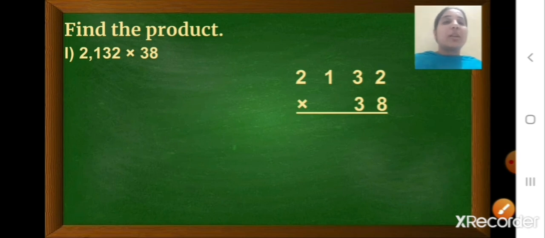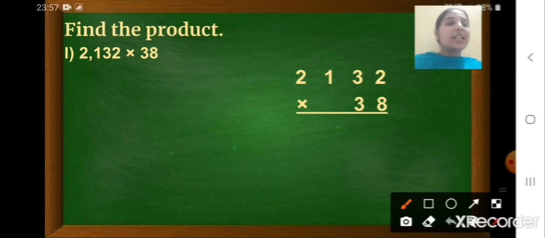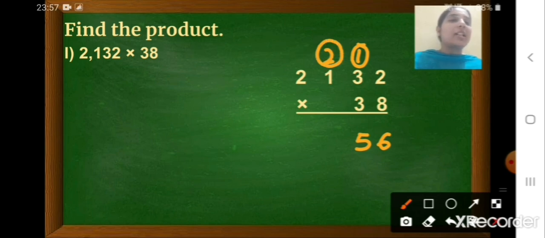Now question number L is 2132 multiplied by 38. So let's start from the ones place. So 2 8s are 16. So 6 we will write here. 1 will be carried over to the tens place. Now 3 8s are 24. We will multiply the digit at the tens place by 8 here. So 3 8s are 24 plus 1, 25. So 5 we will write here and 2 will be carried over to the hundreds place.